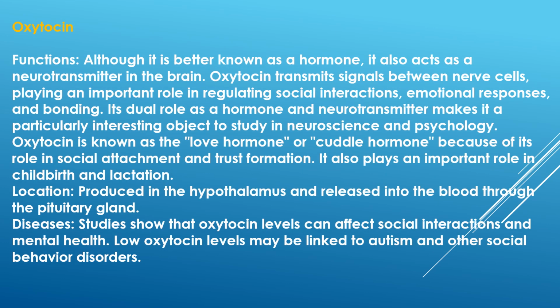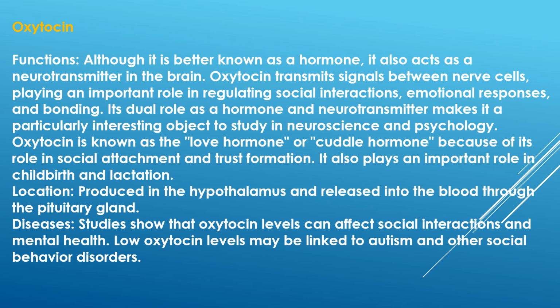Oxytocin. Functions: although it is better known as a hormone, it also acts as a neurotransmitter in the brain. Oxytocin transmits signals between nerve cells, playing an important role in regulating social interactions, emotional responses, and bonding. Its dual role as a hormone and neurotransmitter makes it a particularly interesting object to study in neuroscience and psychology.